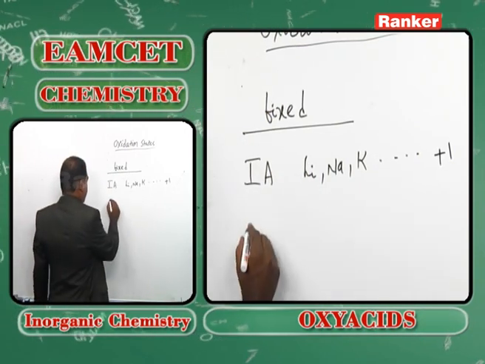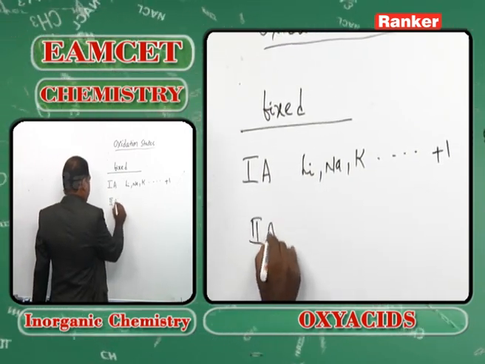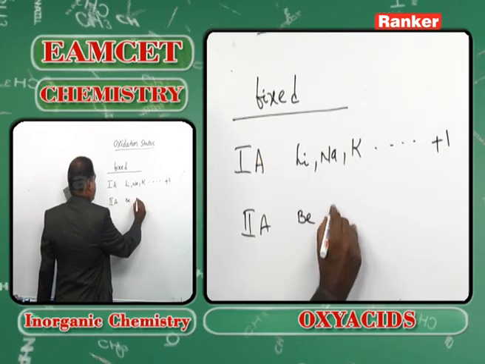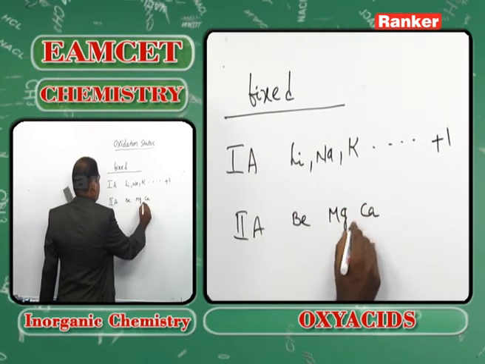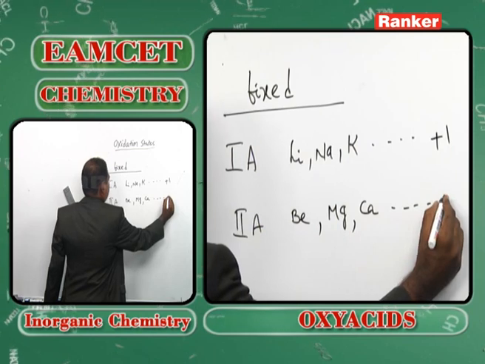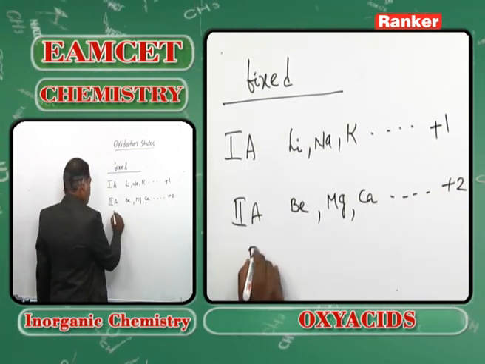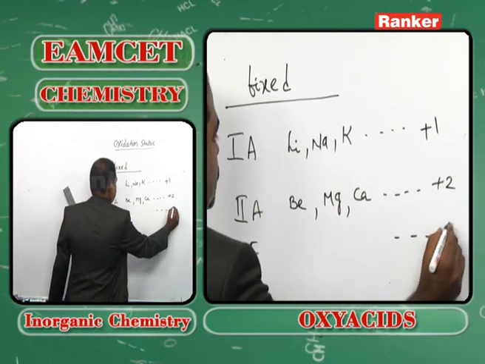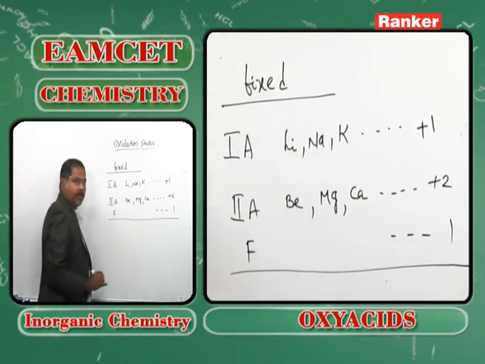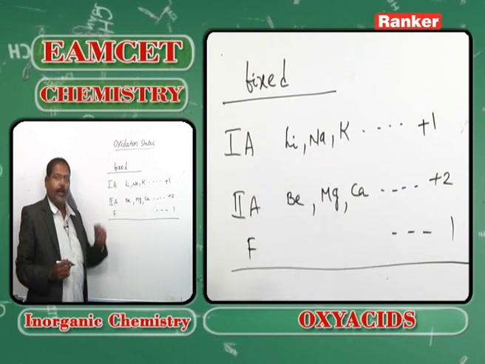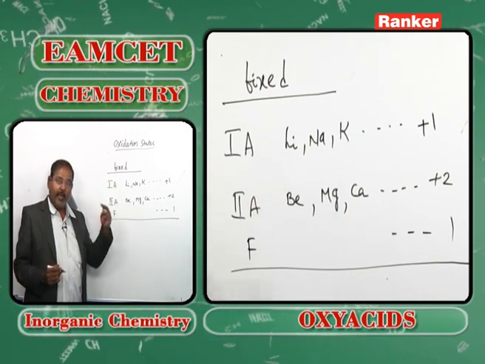And elements of 2A: beryllium, magnesium, calcium, strontium, barium, radium, they always have +2. And fluorine is always -1, the oxidation state. So, with other elements, you can have any oxidation state.